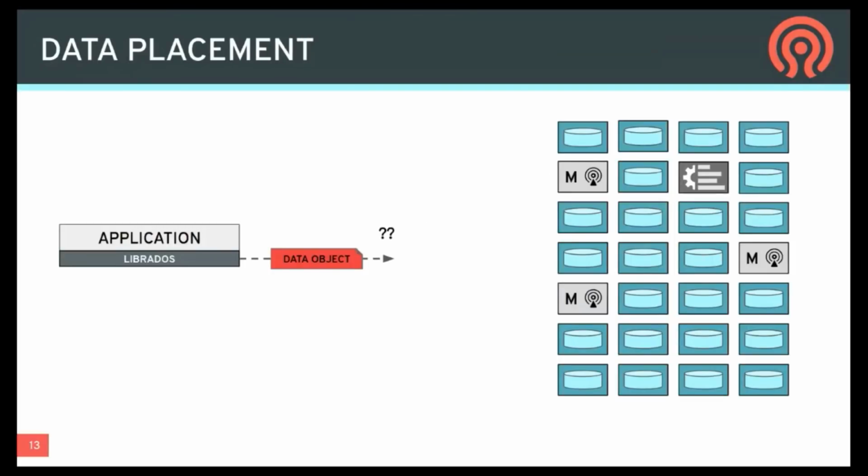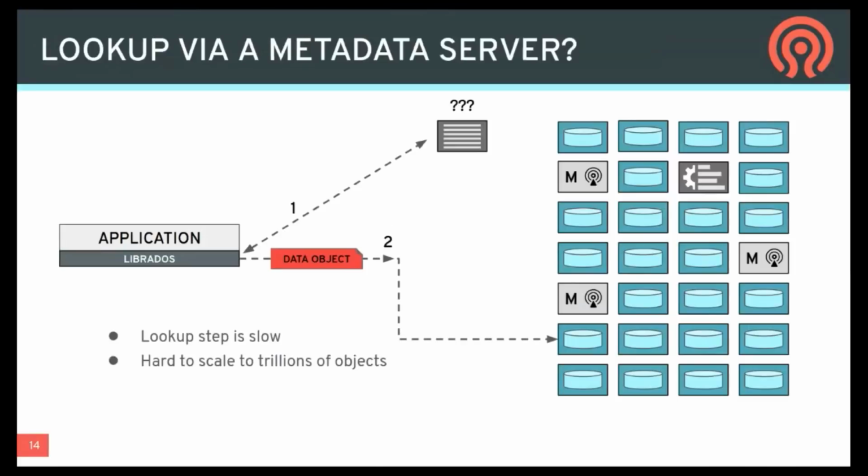So one of the first questions when building a system like this is, where should you store your data and how do you know where you put it? If you imagine an application that wants to read or write a data object, it needs to know where to put it. A naive approach would be to have a metadata server that has a big table of all the data objects and what nodes they're stored on. The problem with this is that it involves a separate lookup step. If you're trying to read an object, you have to find out where the object is first and then go and contact that particular node. That's slow. And it's also hard to scale that metadata service to trillions of objects when you're storing many, many petabytes of data.